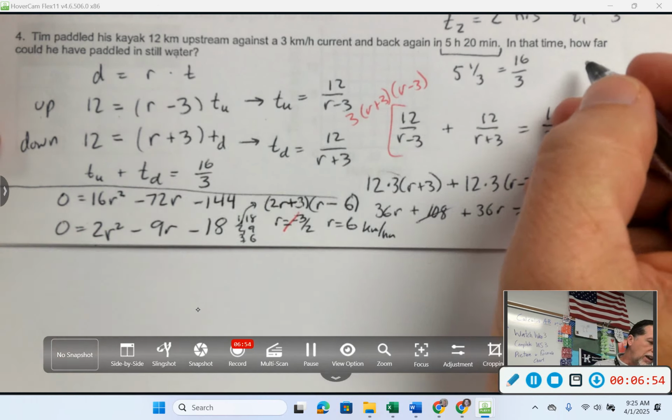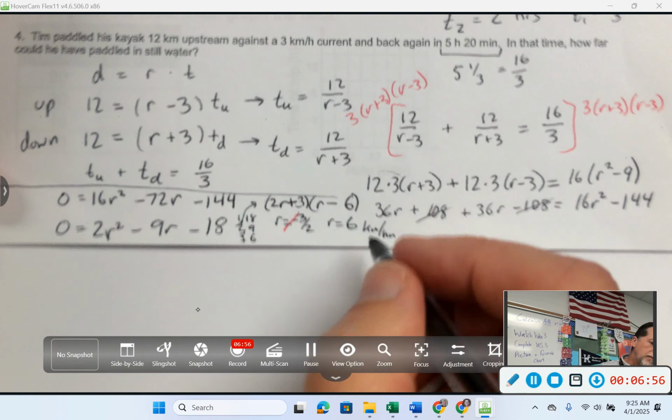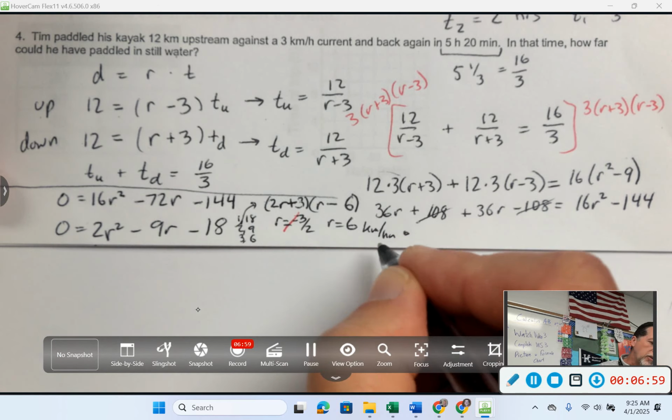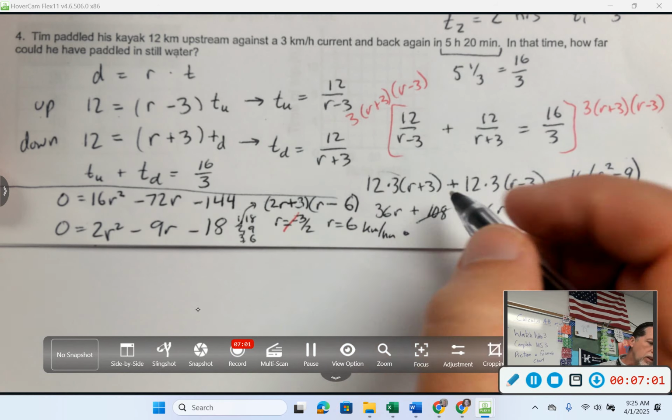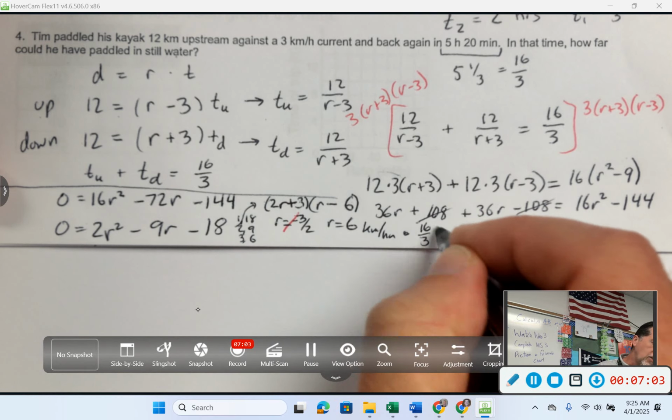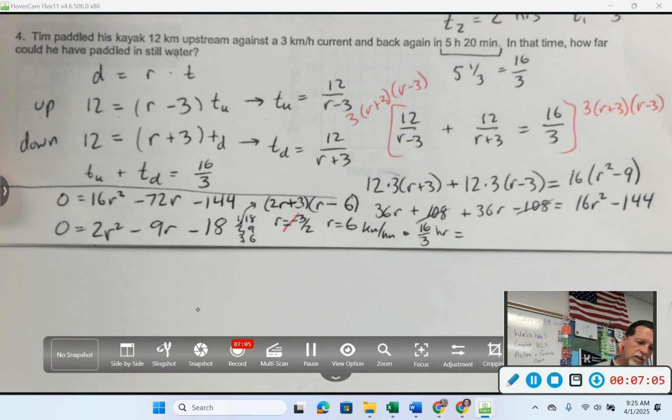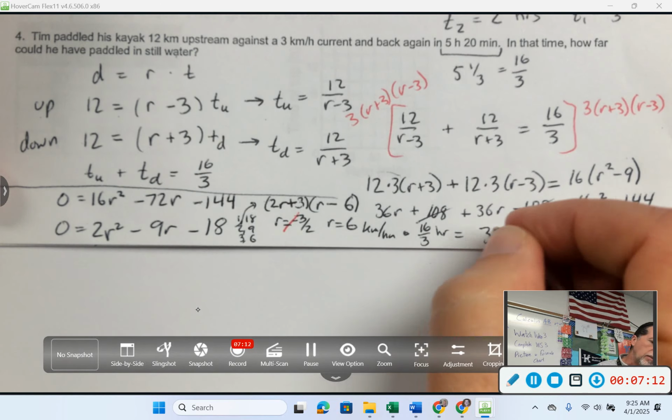How far could he have traveled in still water? So 6 kilometers per hour is his speed. He traveled for 16 thirds hours. So 6 times 16 thirds would be 32 kilometers.